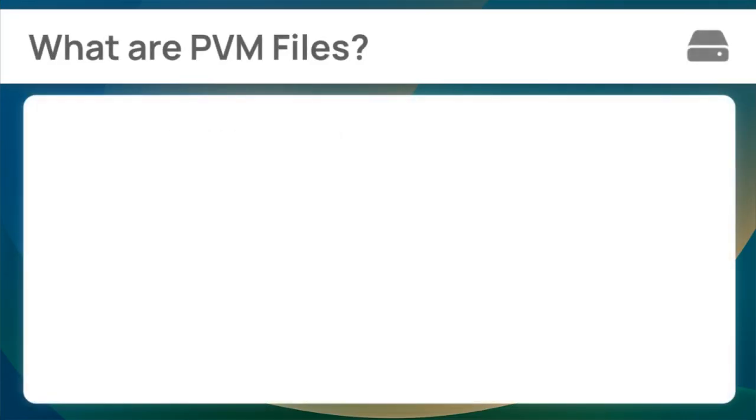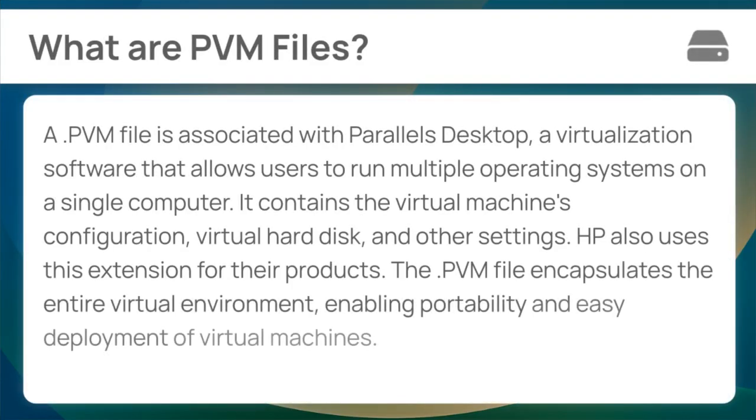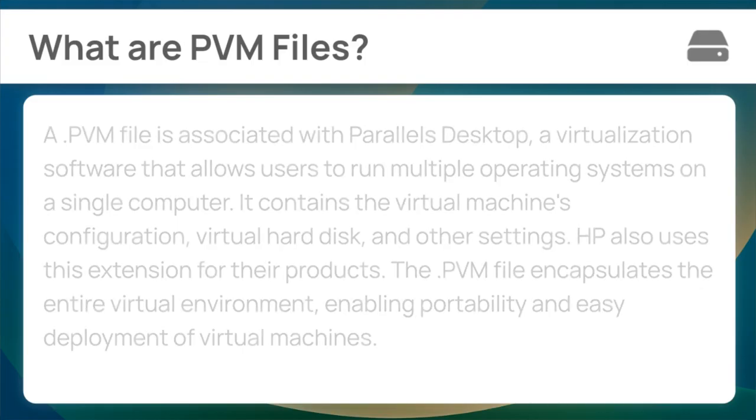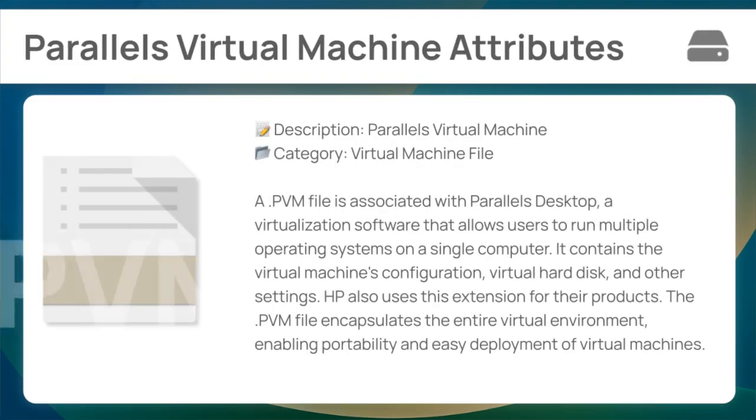The PVM file type belongs to the virtual machine file category. It is an optimized version of the Parallels virtual machine specification. A PVM file is associated with Parallels Desktop, a virtualization software that allows users to run multiple operating systems on a single computer. It contains the virtual machine's configuration, virtual hard disk, and other settings. HP also uses this extension for their products.